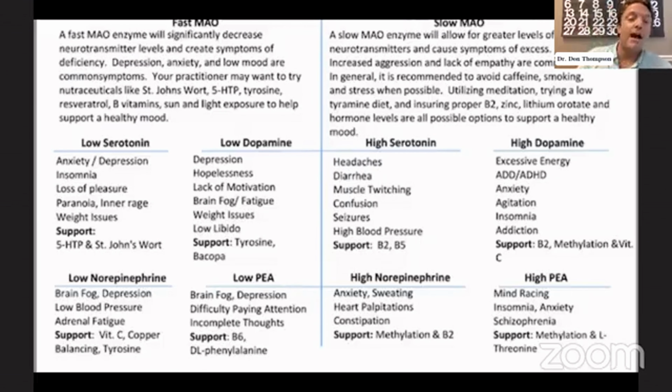Now, take a look at the fast MAO. We talked about that. It's breaking down too much. Here are some symptoms on the left side, and it gives you some support down here. I do have some quid pro quos, excuse me, about a couple of nutrients.